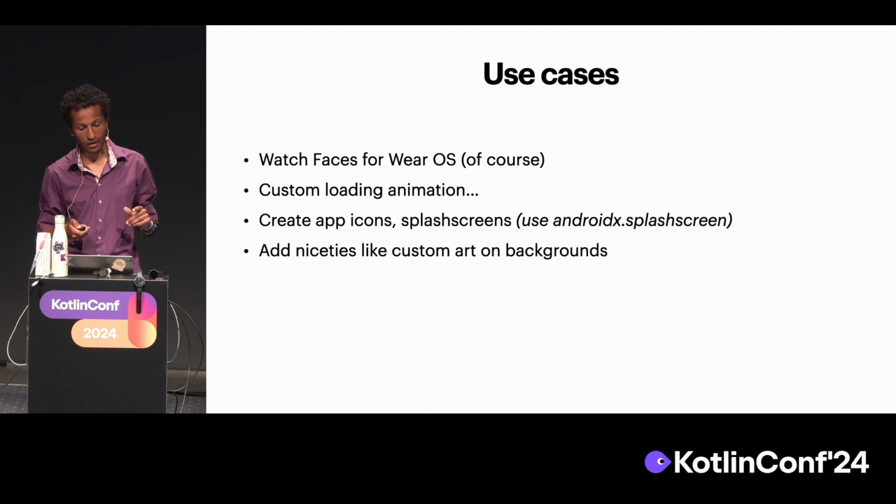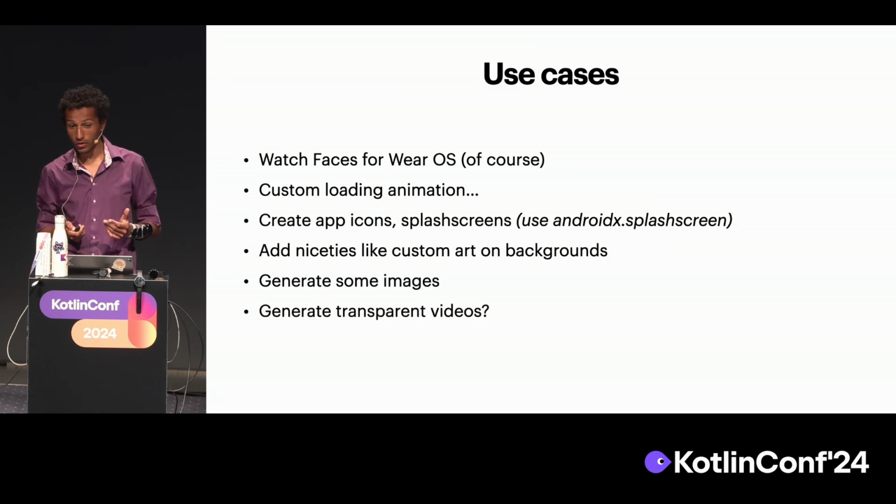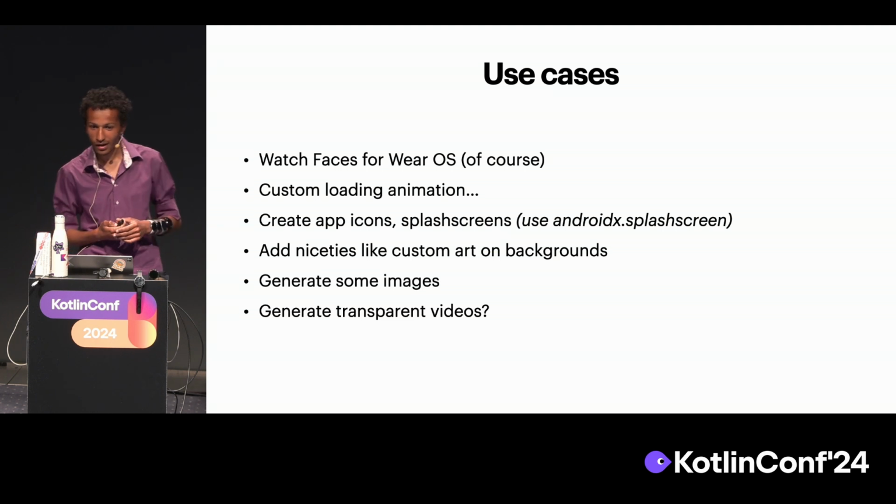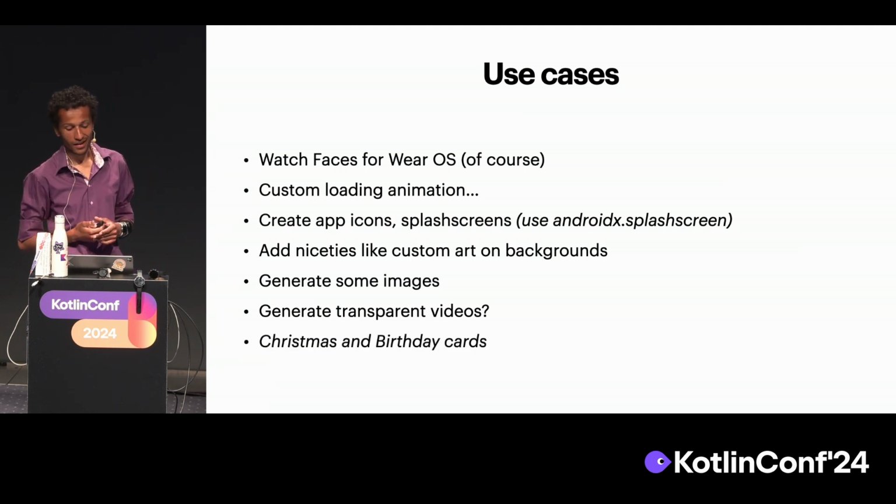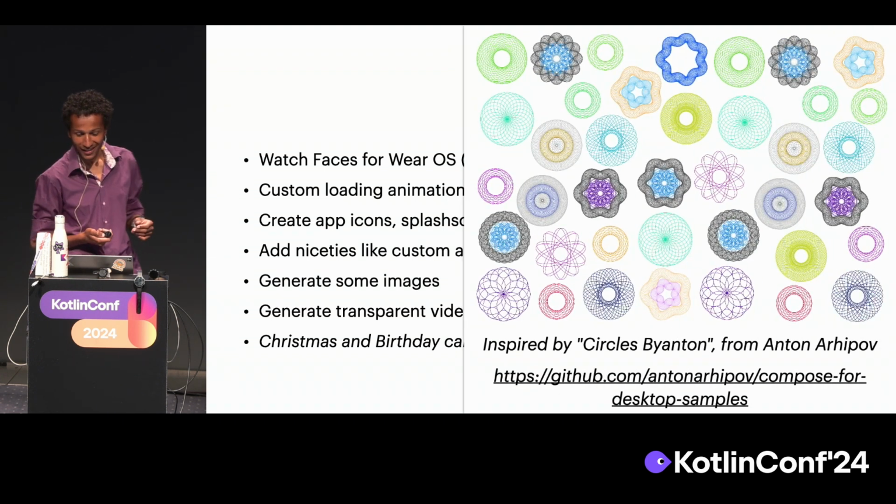You can also add niceties like custom art and backgrounds. For example, you have a card and you want to draw a few, I don't know, a star or just a few lines that make it look a bit nicer. Maybe just subtle, maybe very transparent, but not too much, so that it makes it a bit unique. You can do that with the canvas. And you can generate some images, app icons, but anything else. You can also generate transparent videos, maybe. And Christmas and birthday cards as well.